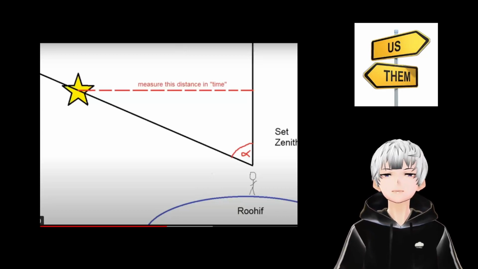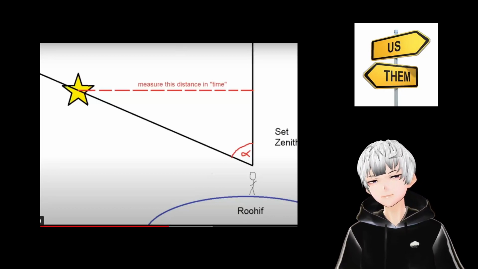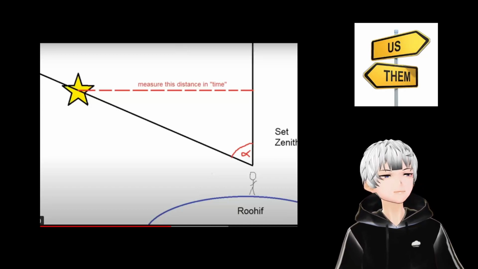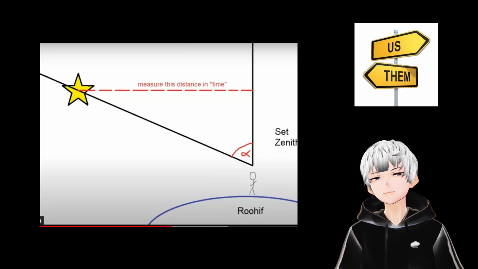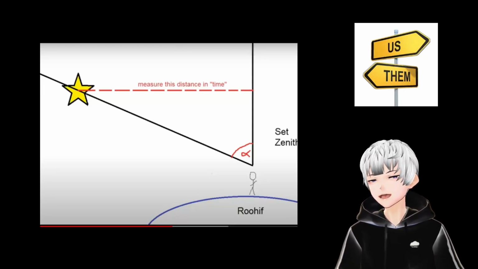So we're going to measure the distance of the dotted line in time. So I don't mean time as in hours, minutes and seconds. I mean time as in arc seconds, arc minutes. Time in this instance. I would love for him to put some numbers into this diagram and show how you measure a distance in arc minutes in time. This is just a load of bollocks.